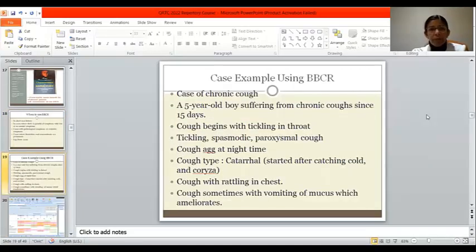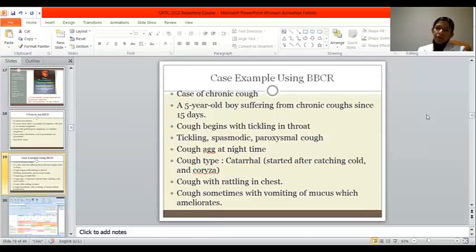Case example for BBCR. This is a case of chronic cough. A 5-year-old boy suffering from chronic cough for 15 days. Cough begins as tickling in the throat. It is a spasmodic and paroxysmal cough. Paroxysms come in 2 or 3 bouts. Cough is aggravated at night time.